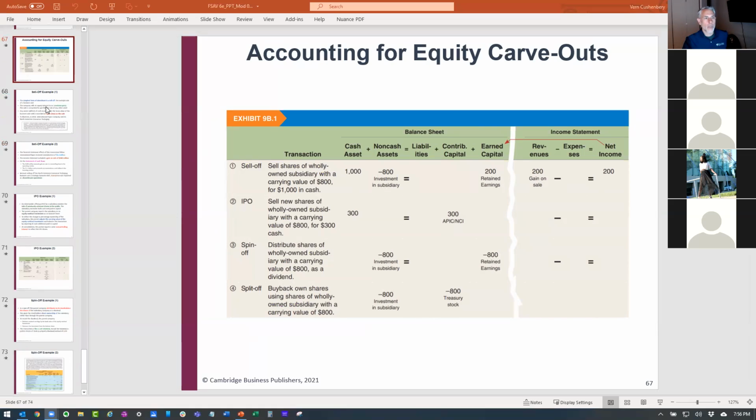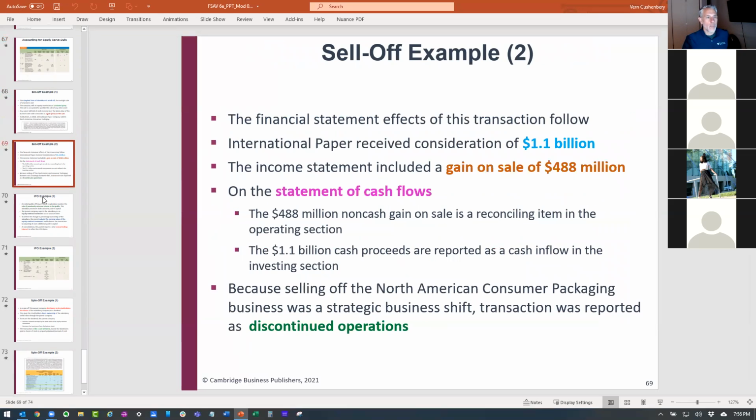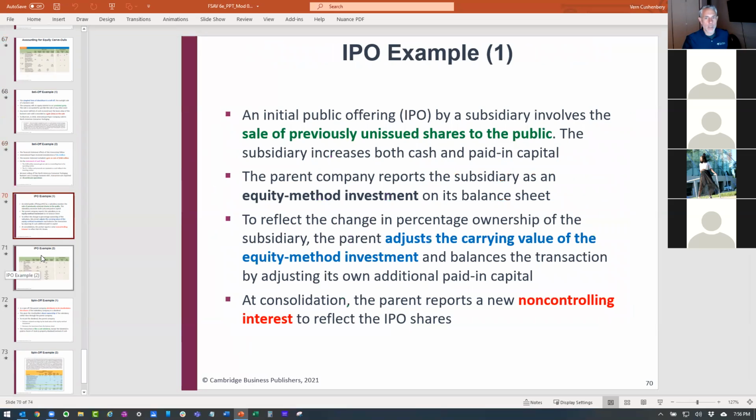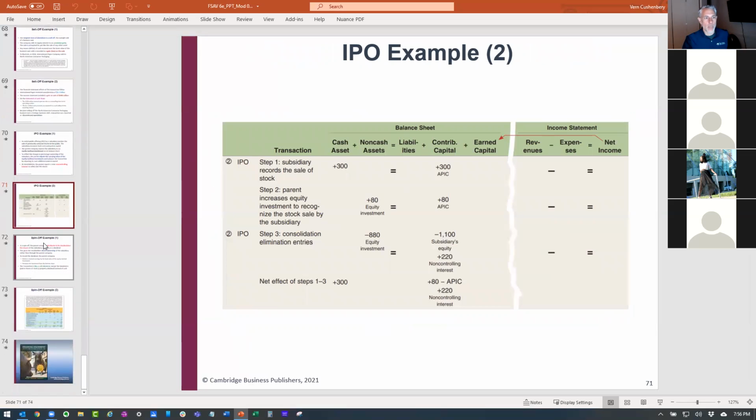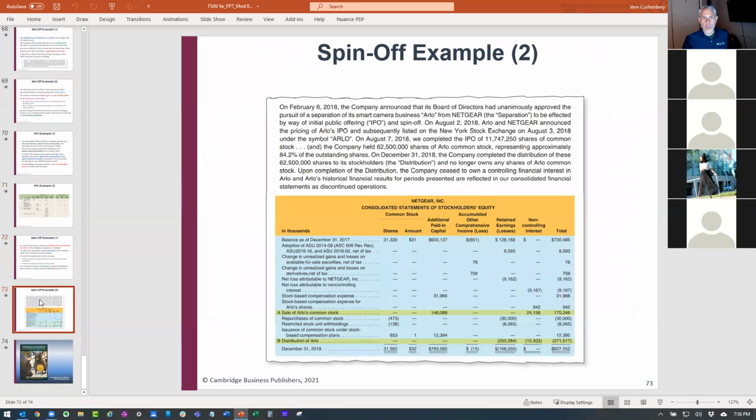And then our authors take us through one example of these after the next. They just give us one example of an IPO, a spin-off, a sell-off. And I'm not going to hit on them here in class tonight.